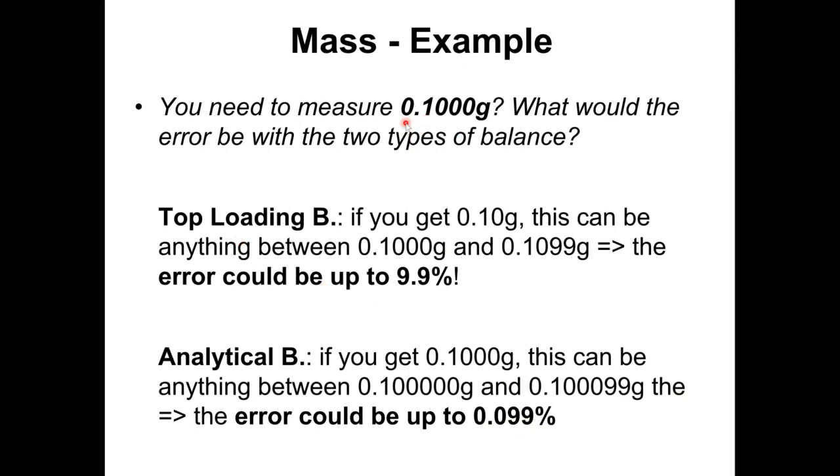Now, if this was 1 gram, this error will go down by a factor of 10. So it will go down to 0.99%, which you can round up to almost 1%. So you start being within those reasonable limits of error, okay?